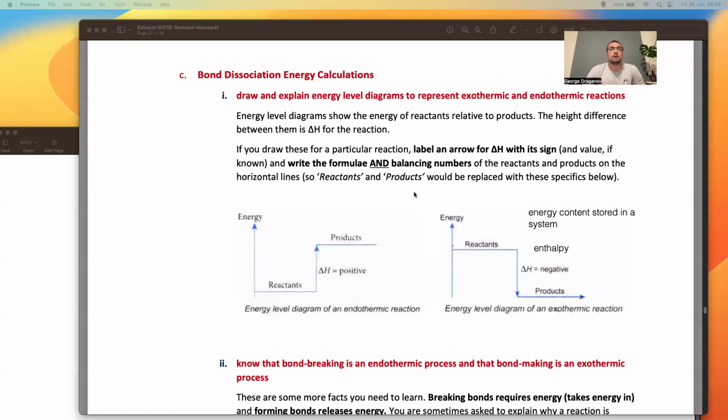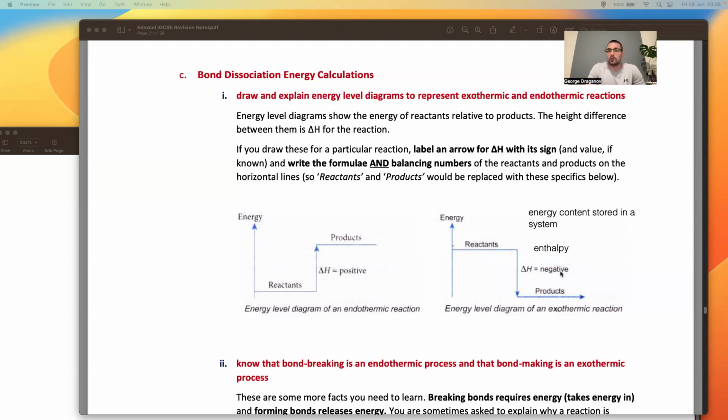Now, the endothermic will be the opposite. So you start with your reactants lower, you absorb energy, and now the products will have a high energy. The enthalpy change has to point up, and this time it is actually positive.